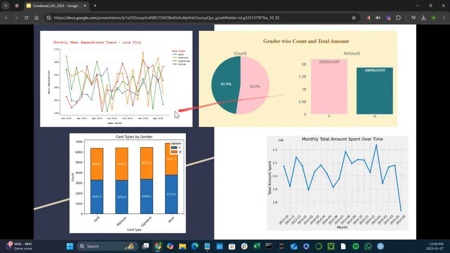These are some of the graphs I had. So we can see the monthly mean expenditure trend for the different types of cards. The gender-wise count and total seem to show that females were spending more than males, and the different card types by gender look kind of split evenly. And this just shows the monthly total spend over time. The dips might be periods where people aren't spending as much, or it could be a seasonal thing. Maybe the spending went up during Christmas time, then decreased in the new year, and then we kind of see the different stages of consumerism here.